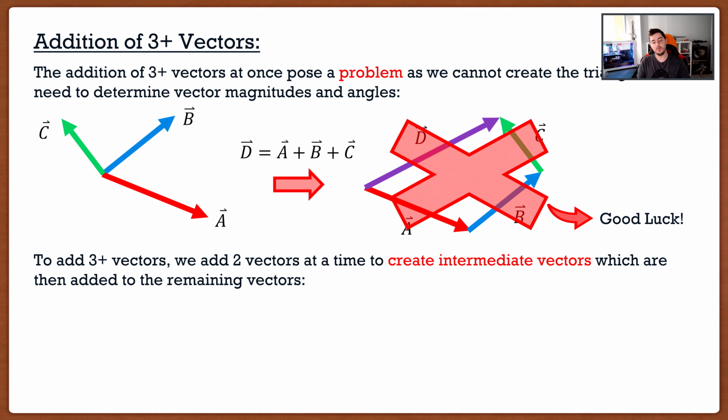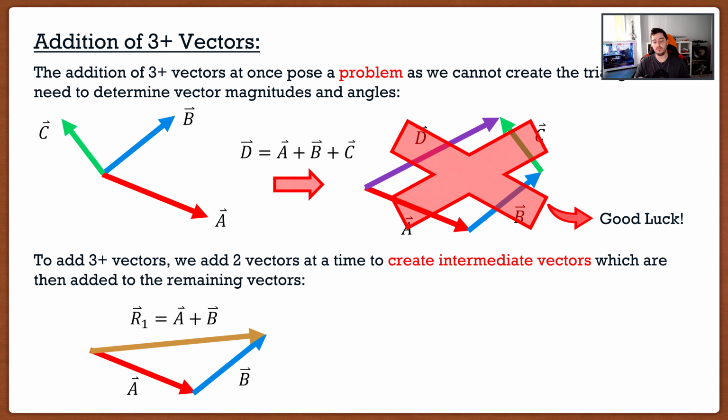So if we add 3 or more vectors, all we're going to do is add 2 vectors at a time to create intermediate vectors, which are then added to the remainder vectors. You're saying, Clayton, that sounds a little crazy. What do you mean? Well, if I was to solve the situation above, I would place A down, and then I'd place B down. Now, at this point, I have my 2 vectors down, so I'm going to solve for an intermediate vector, which I'm going to call R1, which is A plus B.